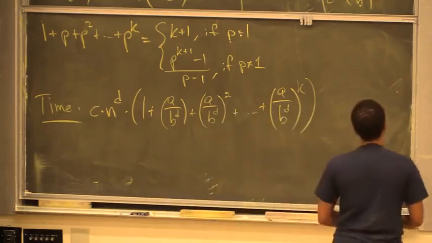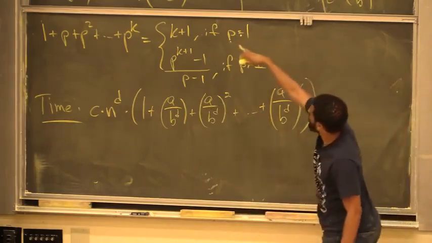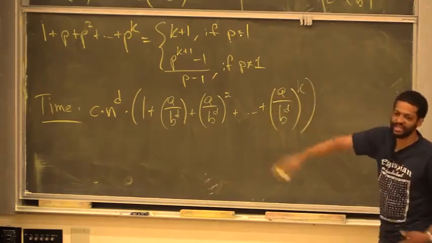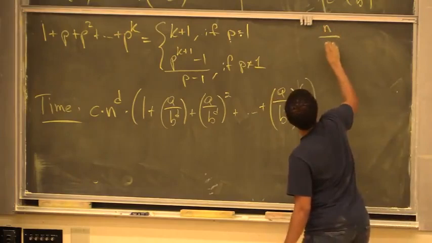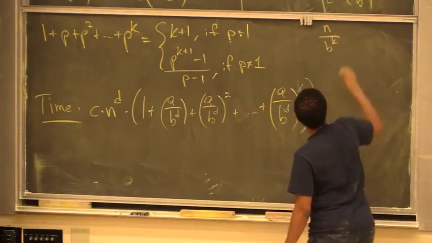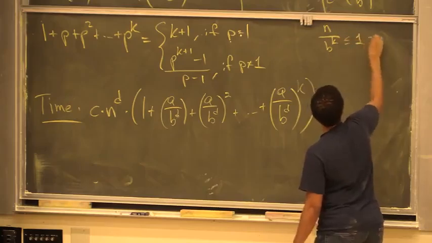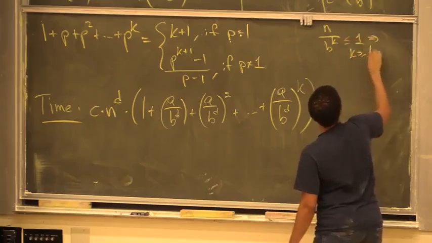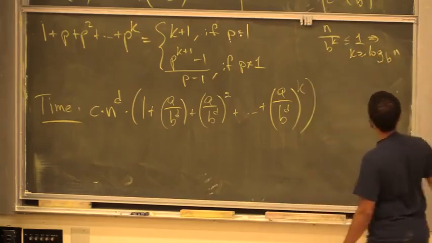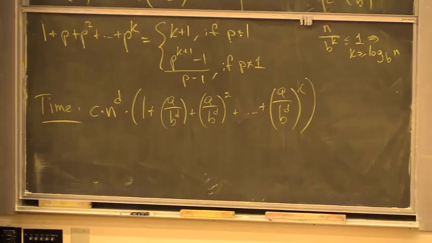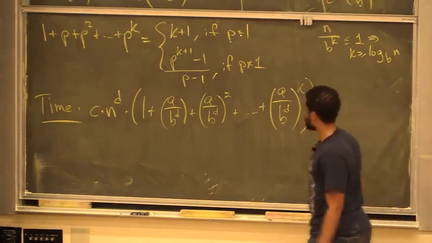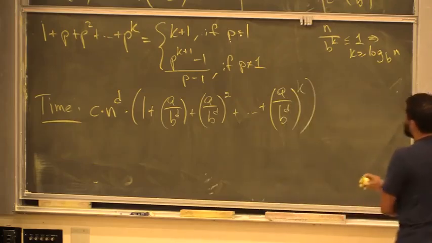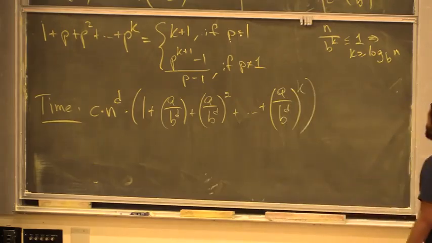I didn't write it, but let's say my base case is 1, n is a constant, and it takes constant time. I'm done when n over b to the d, to the k, sorry, is at most 1, which implies I'm done when k is at least log base b of n. So k is log base b of n.